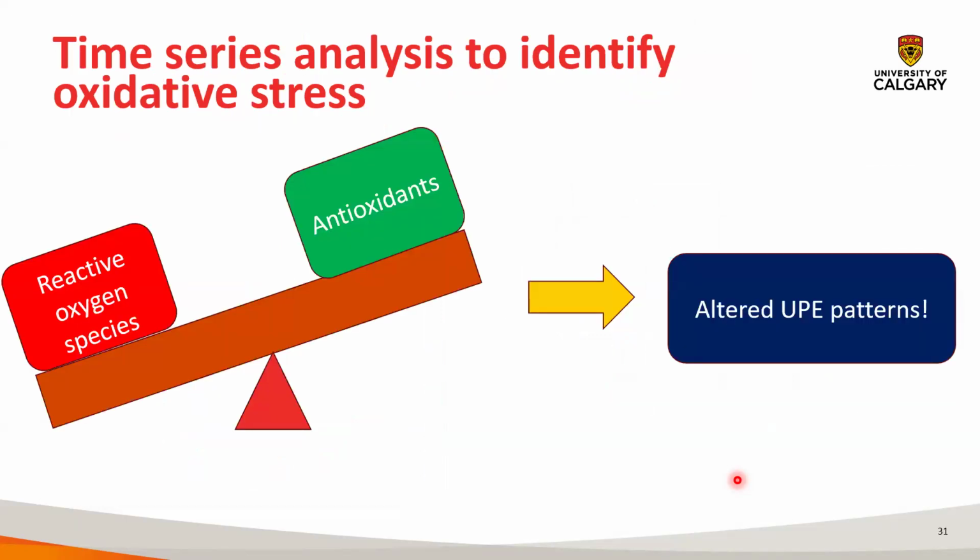And lastly, we jump from the images to the time series, and we've come up with a time series analysis framework to identify oxidative stress. A layman explanation of oxidative stress would be when there is an imbalance of the reactive oxygen species that we saw earlier, which is associated with UPE. So in cases of stressful conditions, the concentration of these chemicals can increase, and when that happens, it generally overwhelms the cell.